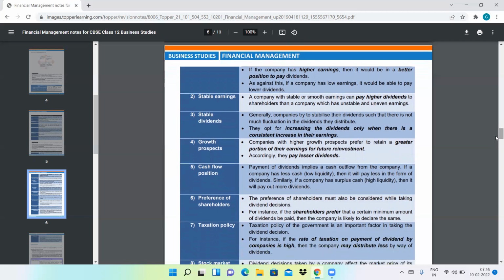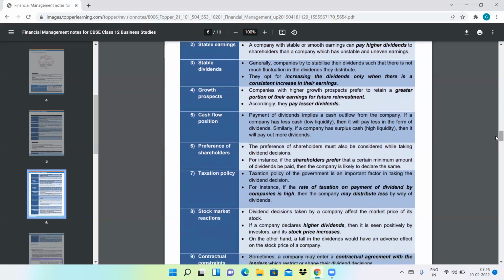Second is the stable earnings. Dividend is distributed after taking into consideration how stable the earning is. If the earnings are unstable, we prefer not to distribute dividend. But if the earnings are stable, we prefer to distribute the dividend so that the investors feel happy, remain intact with the organization, invest more money into the organization and create extraordinary goodwill for the company.